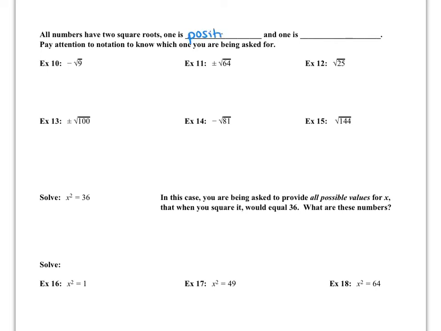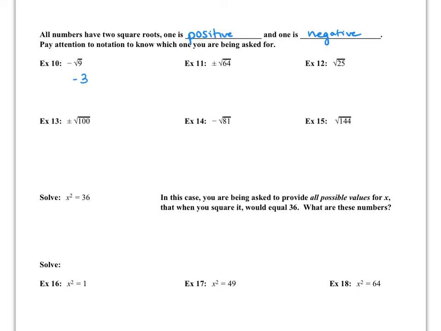One is positive and one is negative. And your job is to just know which one they are asking you for. So in this first example, what they're asking you to do is to find the square root of 9. Oh, and when you're done, you're going to make it negative. So they're really asking you for the negative version of the square root of 9.